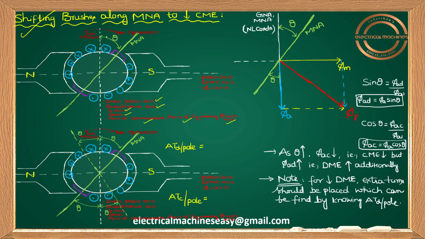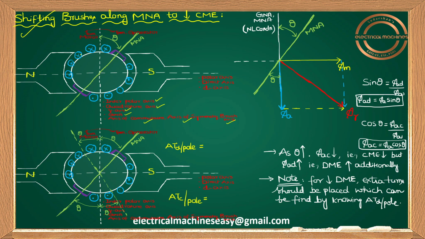So I think this diagram is easily understood by you. Okay, so let us proceed now. So guys, what I'm saying is, if you shift the brush along MNA, now tell me the direction of this cross and dot.